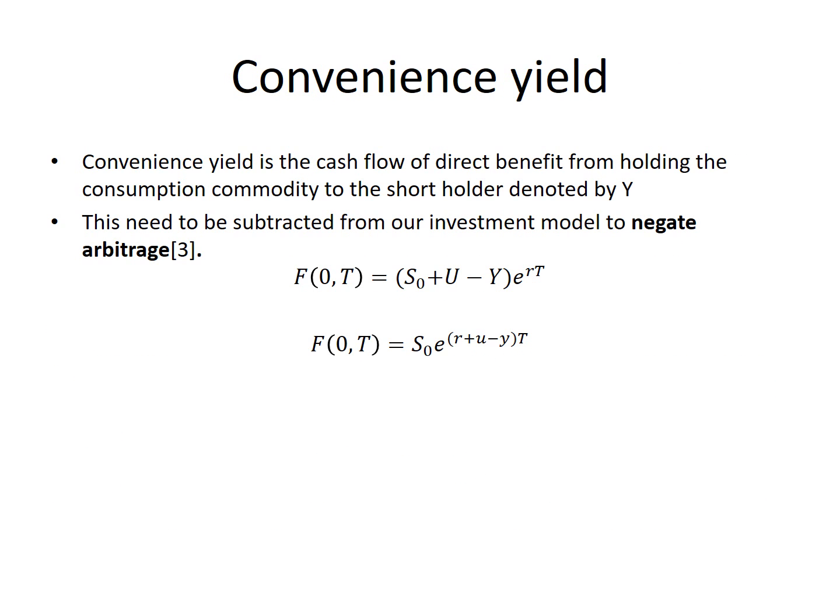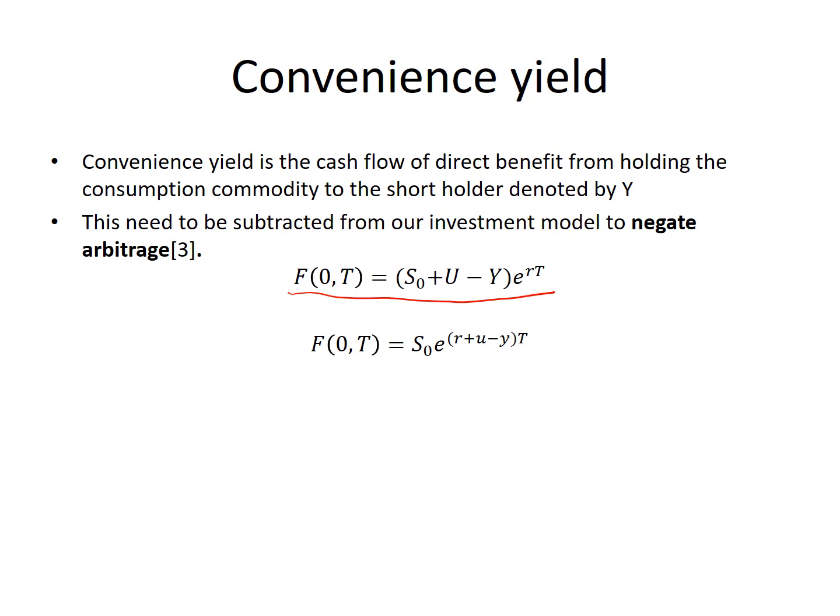So convenience yield is the cash flow of direct benefit from holding the consumption commodity to the short holder, denoted by Y. This needs to be subtracted from our investment model to negate arbitrage. So we end up with this model here.